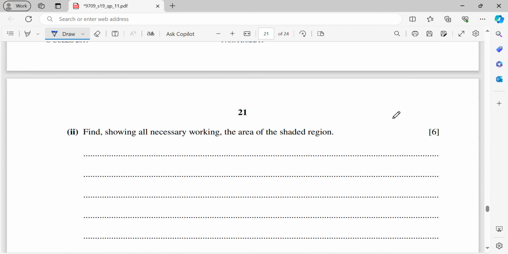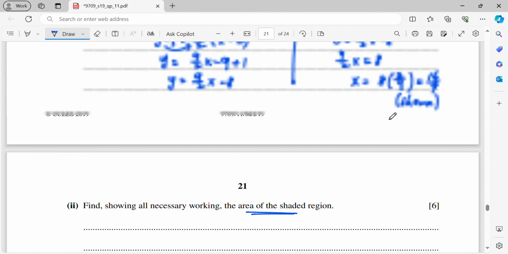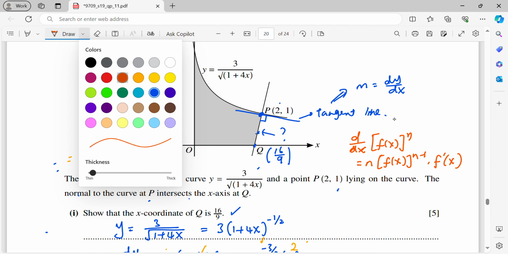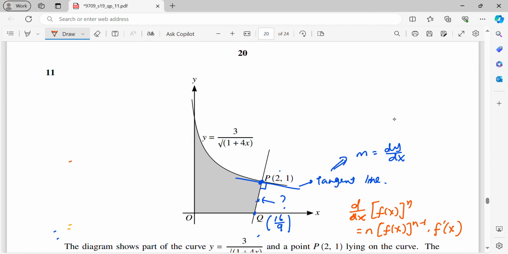Now, next part. Find, showing all necessary working, the area of the shaded region. Let's move on to the graph. Since here I have found that this is 16 over 9. Okay, now to find the area of the shaded region is basically you integrate the whole graph from 0 until P, which is 2. My Q is 16 over 9, here is 16 over 9. But then I integrate from 0 until 2.